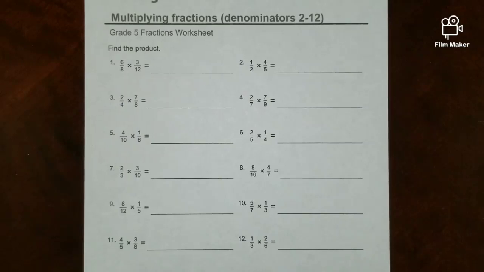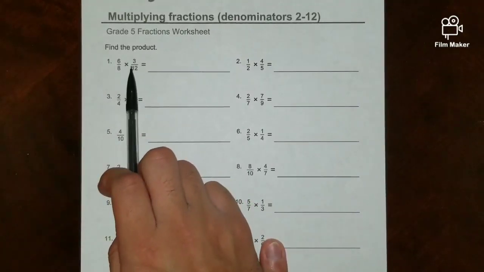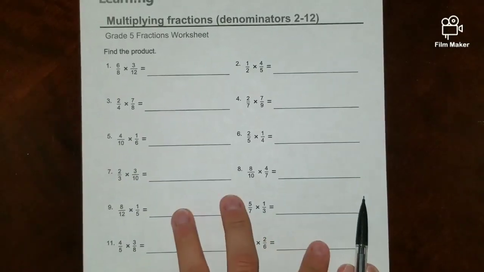Alright, welcome back, kids. Today, we're going to be multiplying fractions. To multiply fractions is different than adding and subtracting fractions, because when we multiply fractions, we multiply straight across, so the denominators do not have to be equal to multiply, like they do in adding and subtracting. So let's go over the first one.